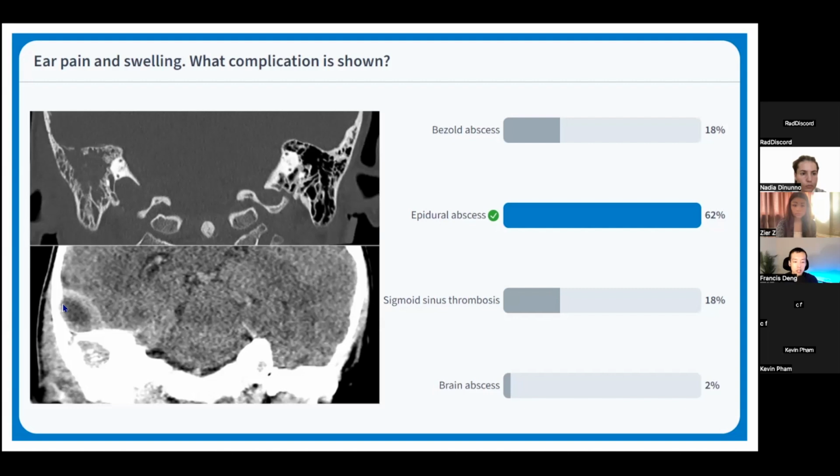Now, this is not the correct level to be evaluating the sigmoid sinus. And if there were sigmoid sinus thrombosis, it would not be this large. Okay, sigmoid sinus would be quite a little bit smaller, but also it would be more posterior to this coronal section.